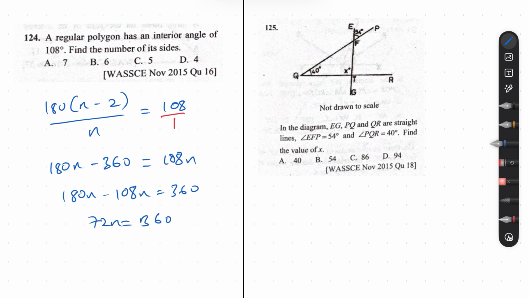We can divide both sides by 72 to get our n. So n will give us what? 5. Cool. So our answer is what? C. All right, let's move on to question 125.